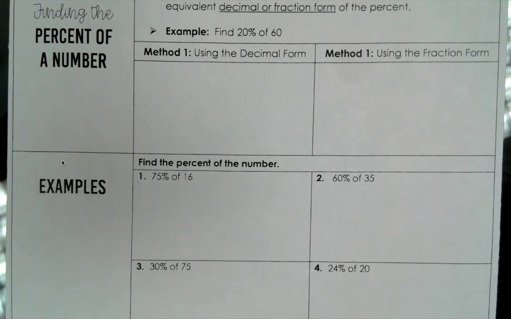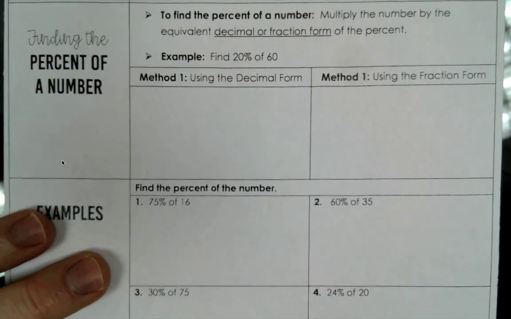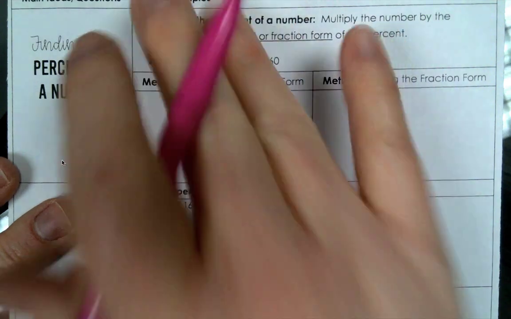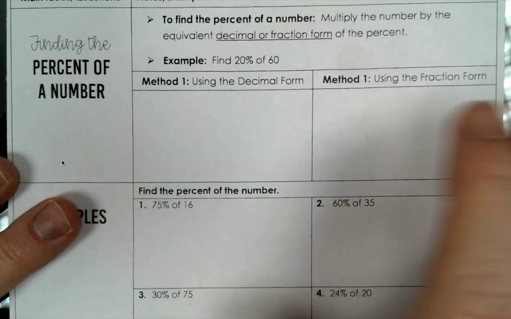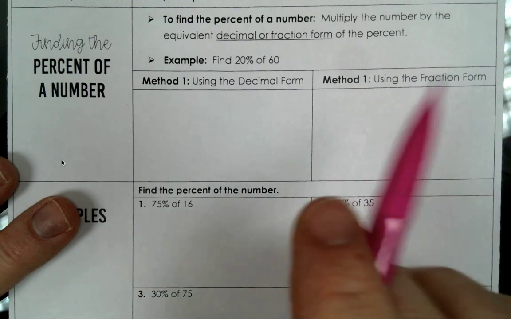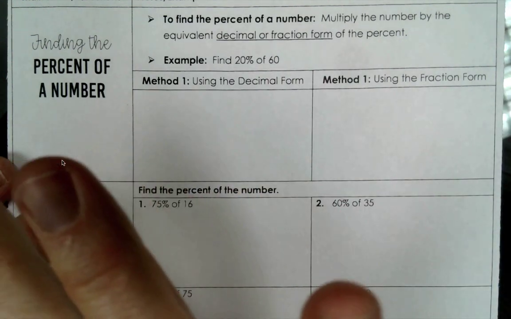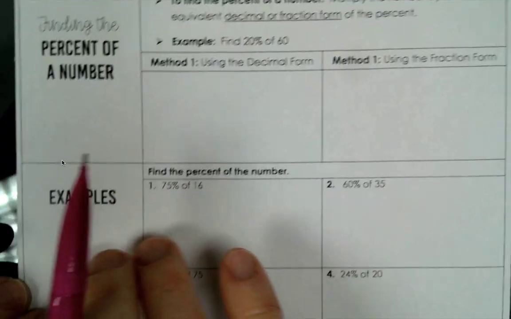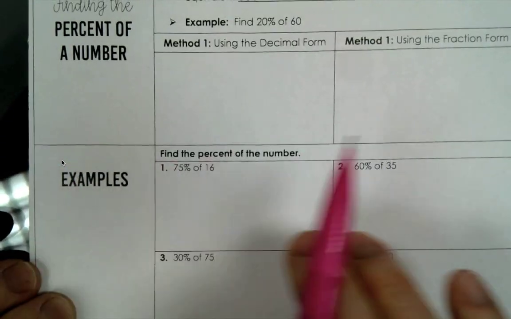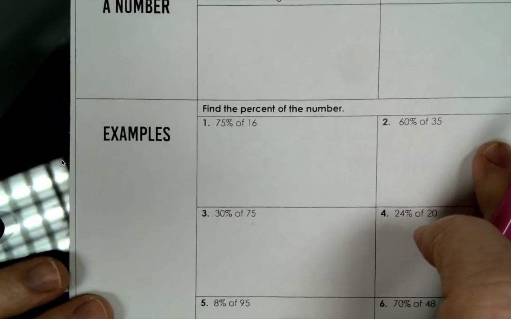Okay, as we do percent of a number today, we have these two methods right here, but we are not going to use them yet. I'm going to introduce these in a little bit, because in Savvas it has us using this method I'm about to show you that goes with this. So we're going to start over here.